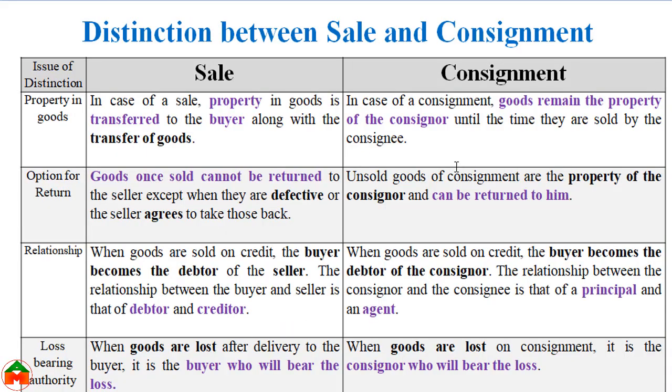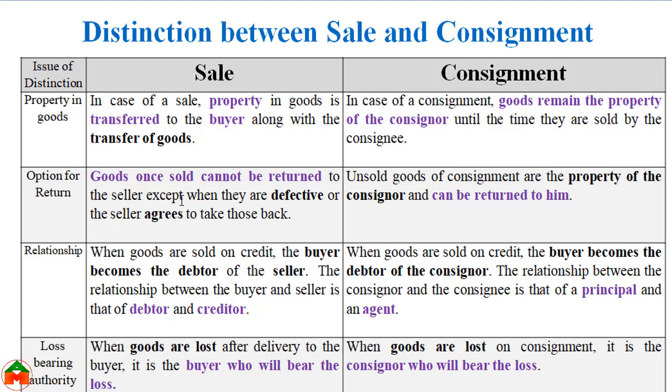To get a better understanding about the difference between sale and consignment, we can say that in case of sale, the property, I mean the rights in goods, is transferred to the buyer or purchaser along with the transfer of goods. But in case of consignment, the goods remain the property of the consignor. I mean, the rights are kept by the consignor until the time they are sold by the consignee.